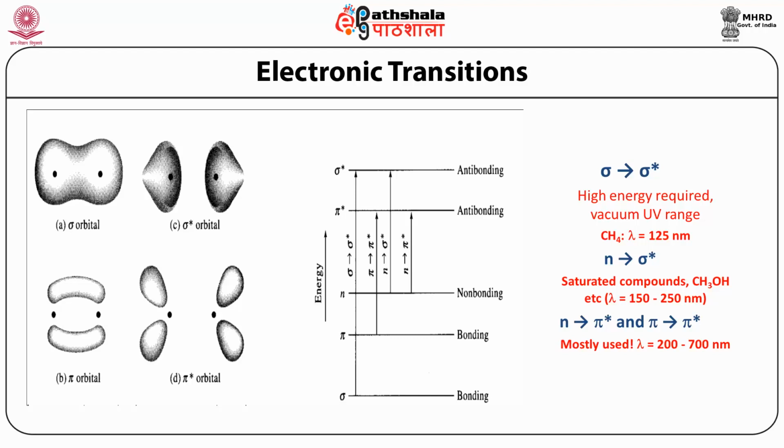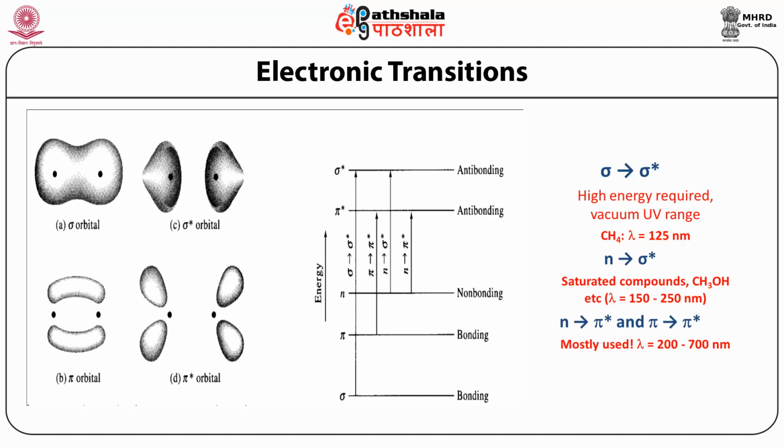The solvent in which the absorbing species is dissolved also has an effect on the spectrum of the species. Peaks resulting from n to pi star transition are shifted to shorter wavelength, the blue shift, with increasing solvent polarity. This arises from the increased solvation of the lone pair, which lowers the energy of the n orbital.